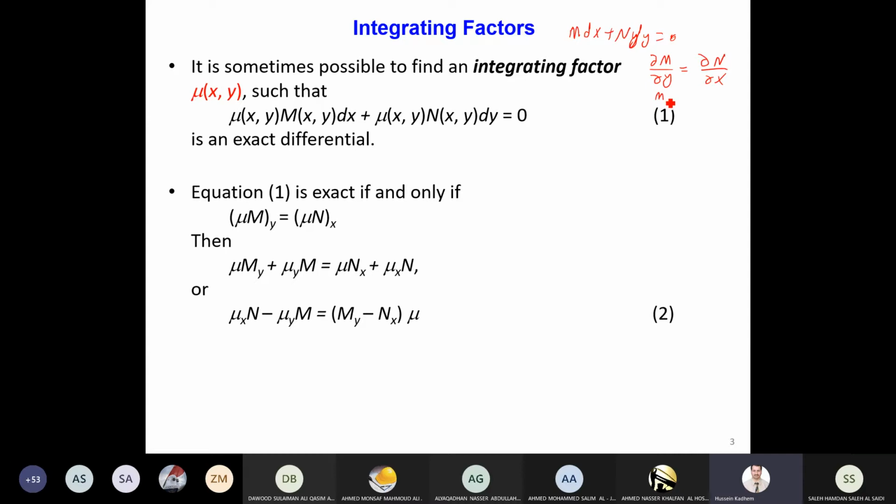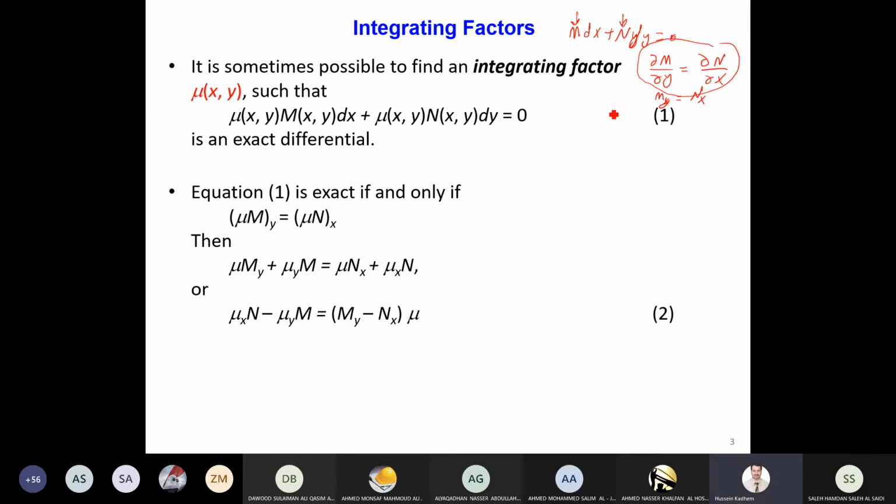It means My should equal Nx. The differentiation of M with respect to y should equal the differentiation of N with respect to x. Now the question here: what if this condition is not satisfied? The answer is we cannot solve it as an exact equation.